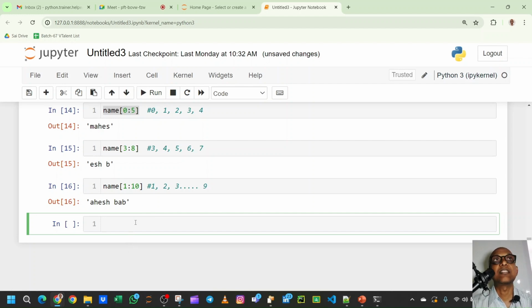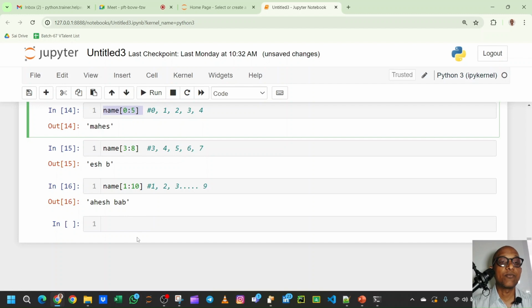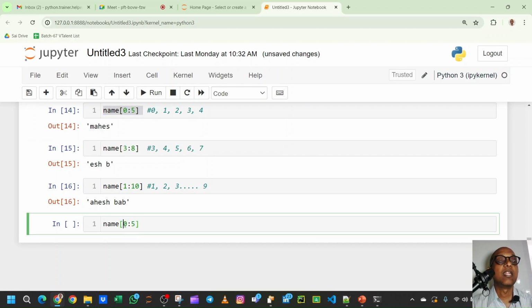The slicing operation is not that simple. There is a lot more we can cover in the slicing operation. See here, what is the syntax of the slicing operation we have covered here? Name of square brackets indicating two numbers here. One is the starting indexing number, colon, the ending indexing number. Correct? So here I can also add one more colon.